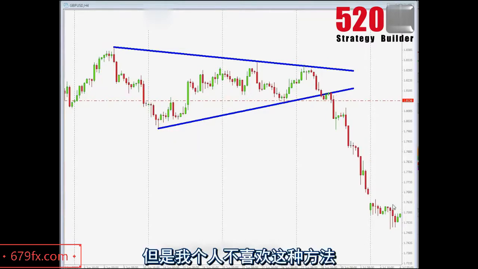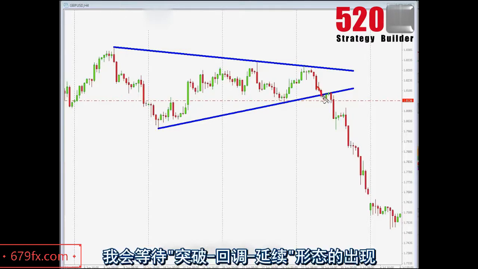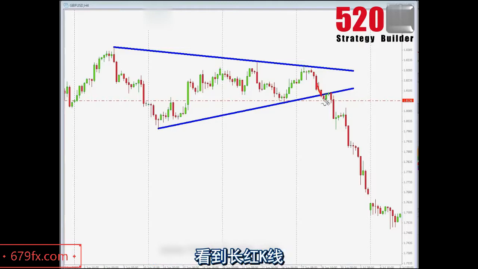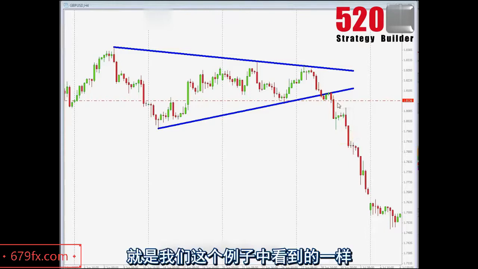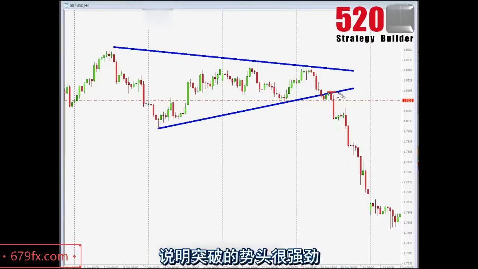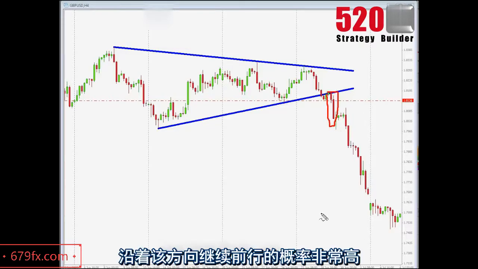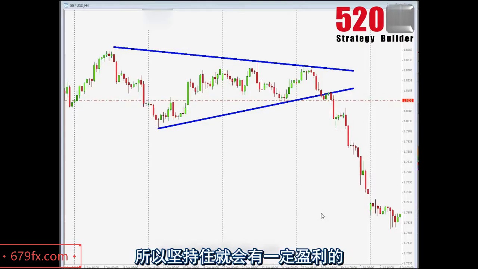That's not the way I do things. I like to wait for the breakout, pullback, continuation as signified in this part of the trade, and it is a nice bonus if you see the breakout and the continuation signified on your charts by long red bars, such as it is in this case. It means that the breakout is being delivered in momentum, and it has higher chances of moving through in your direction, and therefore handing out some pips in the long term.